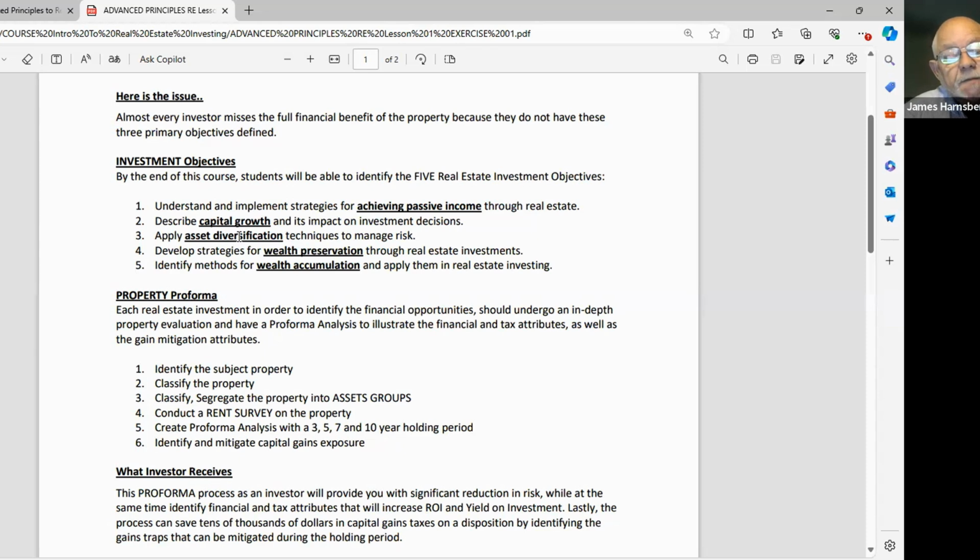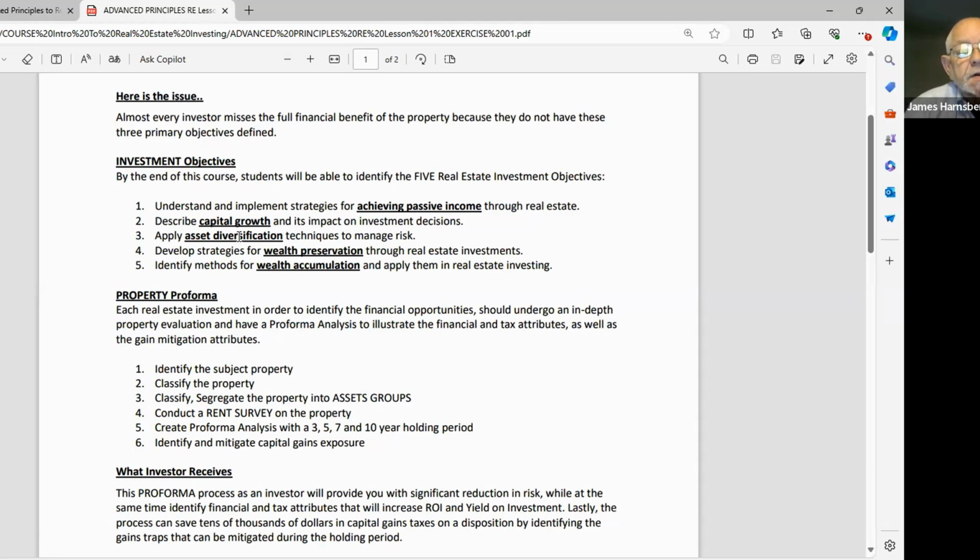Then you have to classify and segregate that property into asset groups. You have land and building. On the land, you have improvements on the land. Things like driveways, sidewalks, irrigation, sprinklers, bushes, shrubs, trees, fences. These are depreciable assets that are improvements to the land, and they have a scheduled classification asset life of 15 years.